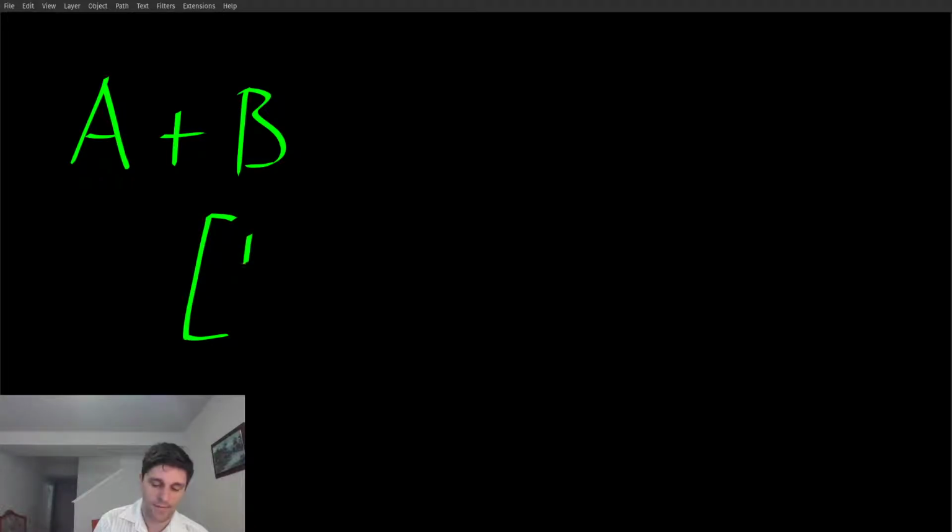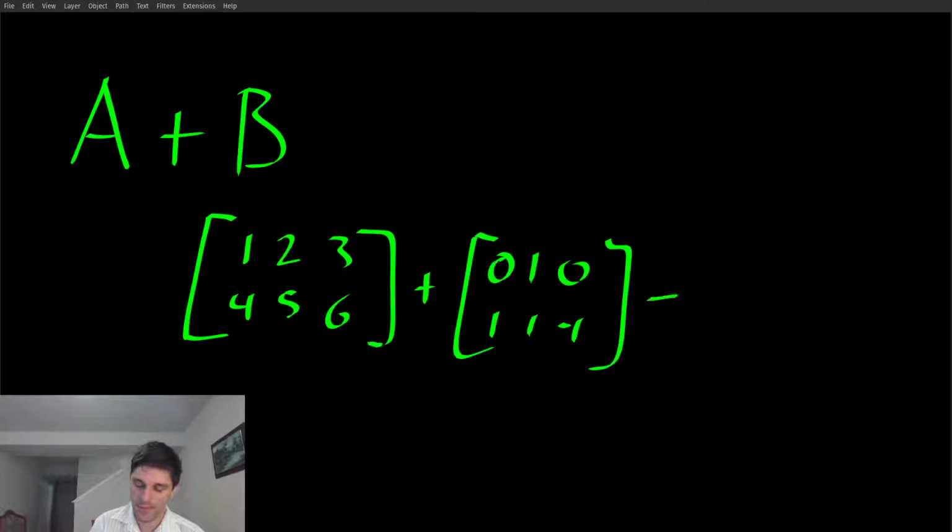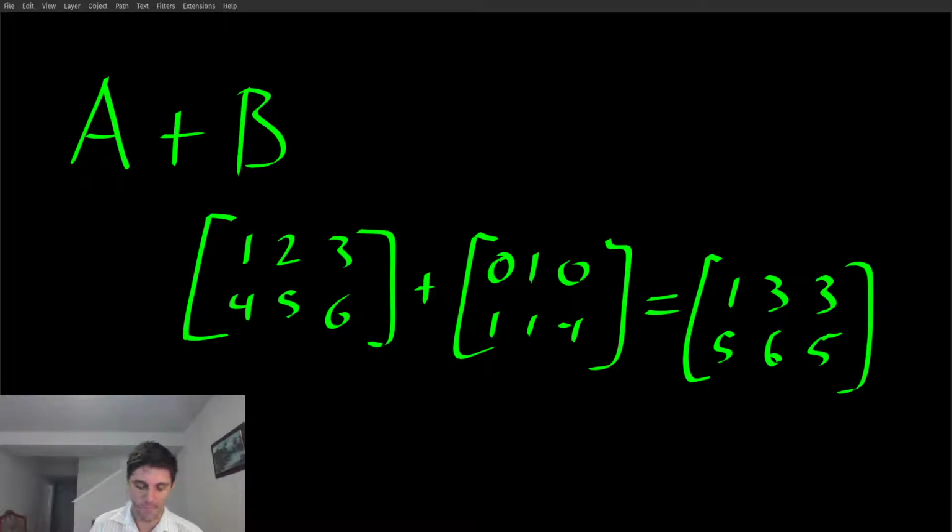So if I have a matrix 1, 2, 3, 4, 5, 6, and I add together the matrix 0, 1, 0, 1, 1, -1, just making up some numbers here, trying not to make it too hard on myself, then I just go element-wise and add them all together. So I would say 1, 3, 3, 5, 6, 5, right?